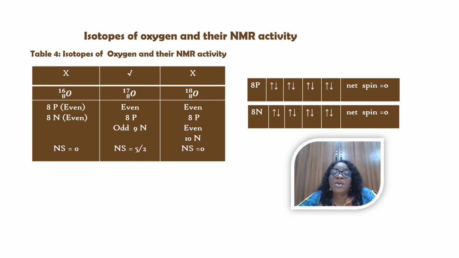We have shown here how the 8 proton and the 8 neutron cancel out. If a proton has plus half and a minus half, they will cancel out and it will be 0. Opposite spin of proton cannot cancel opposite spin of neutron, nor vice versa. We know that the nuclear spin is equal to the spin of proton plus the spin of neutron.